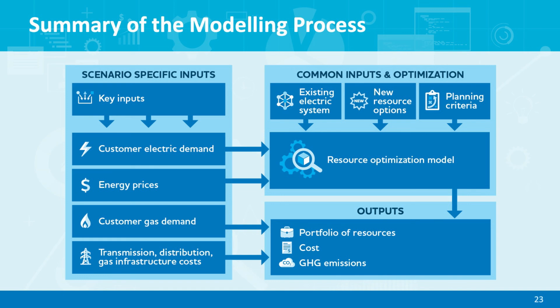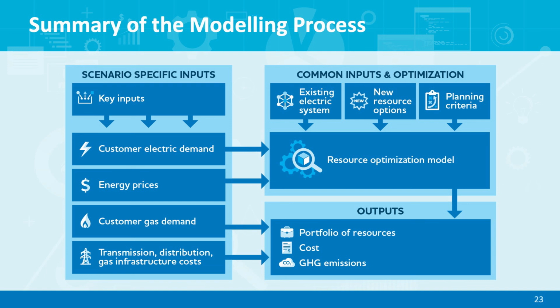modeling process. The purpose of this modeling process is to simulate the electrical system so that we can explore how best to meet our future energy needs for a range of different future scenarios. The modeling process is mainly focused on the electrical system, although assumptions for natural gas have been factored in. The key components of this process include the existing electrical system, planning criteria, transmission and distribution costs, new resource options, scenario-specific key inputs with a focus on customer demand for electricity and natural gas, energy prices for imported and exported energy, the optimization model itself, and the modeling outputs.